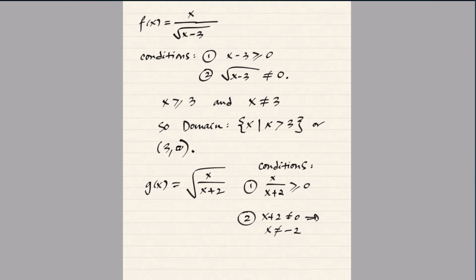It's the first condition here that's going to take some work. The second condition is very straightforward, x not equal to negative 2. So keep that in the back of your mind. Let's go about analyzing x over x plus 2 to see where that's going to be non-negative.